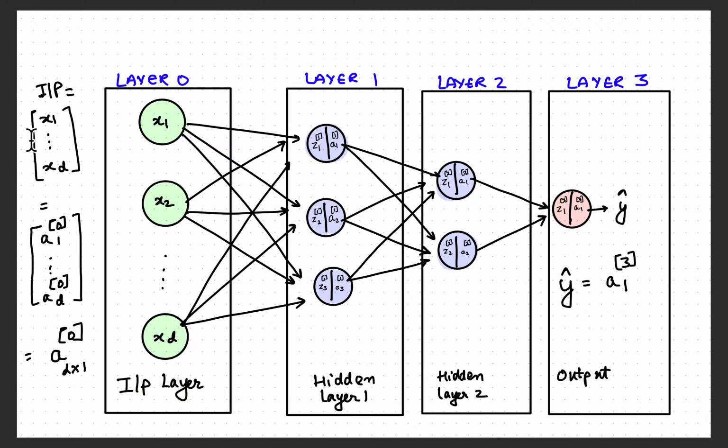So thus, we can also write the input, which is x1 through xd, a vector in Rd, as A square bracket 0 subscript 1 through A square bracket 0 subscript d, which is a d by 1 dimensional vector now, right?